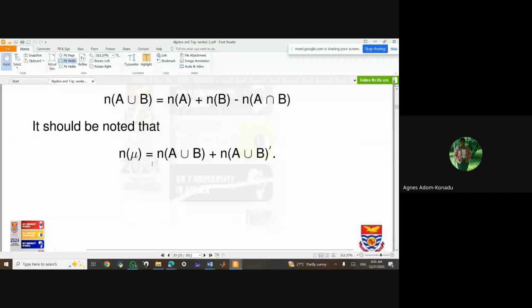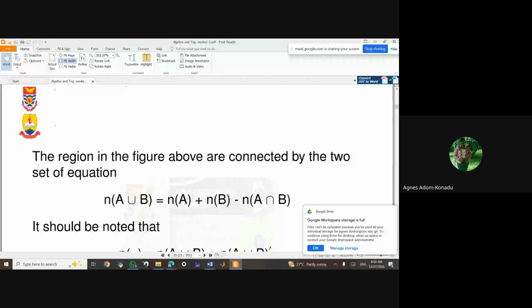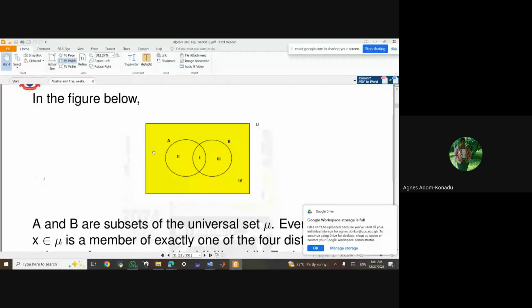And then the second one says that the number of elements in the universal set is equal to the number of elements in A union B plus the number of elements in the complement of A union B, A union B all prime. So it's true. The number of elements in this universal set is the number of elements in A union B plus the number of elements in the complement, which is the outside. So that will give me the universal set.